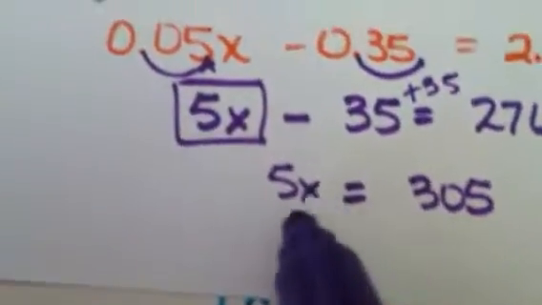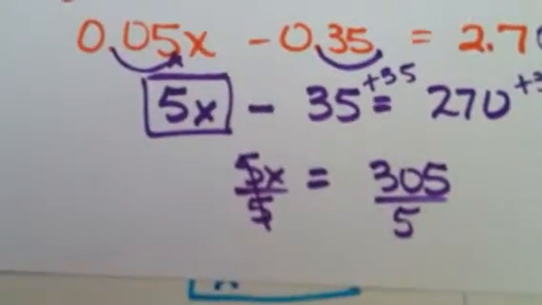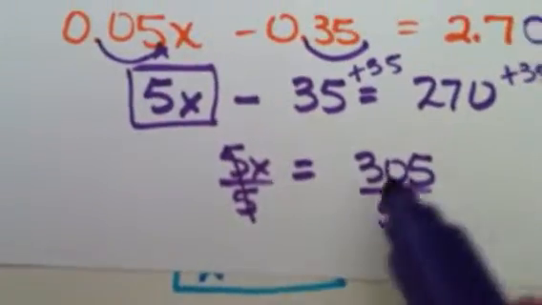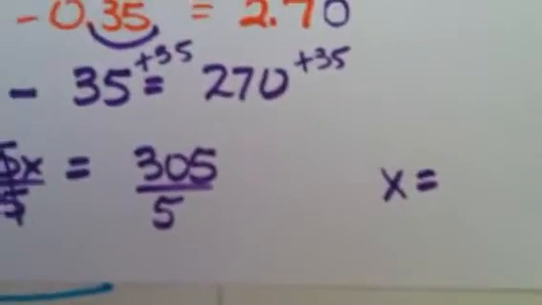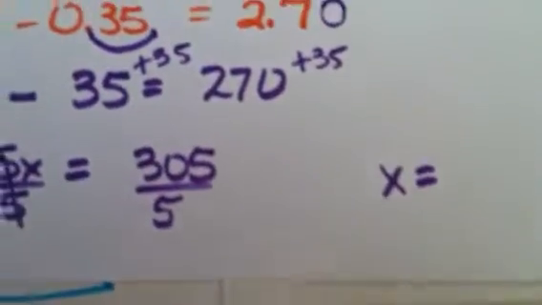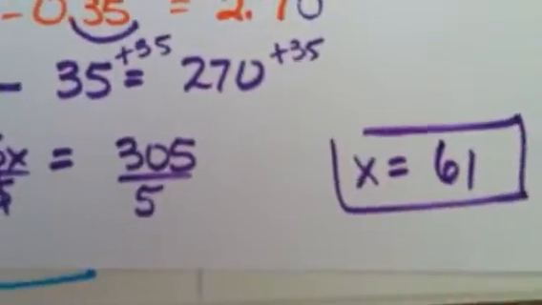That's 5 times x, so show that. Just divide both sides by 5. This is exactly how you're supposed to be showing your work. Use your calculator or do it in your head. Whatever works for you, okay? This is not arithmetic. This is algebra, so let them use their calculator. But you should get 61 right there. X equals 61, and that's it.